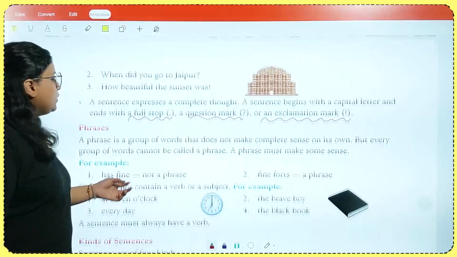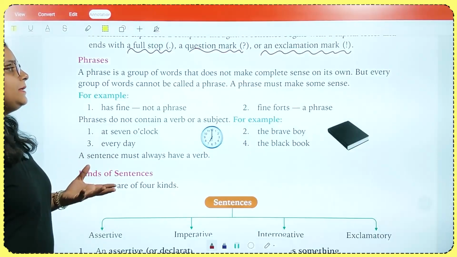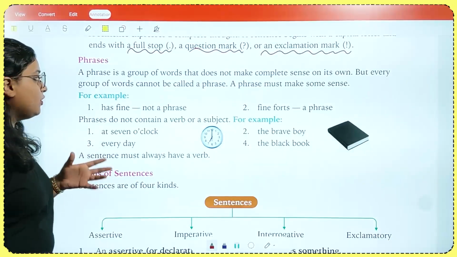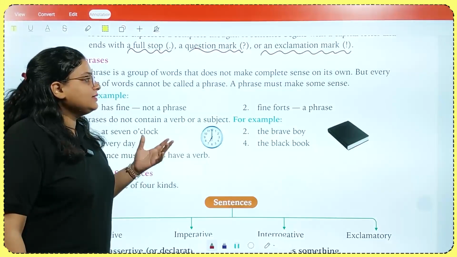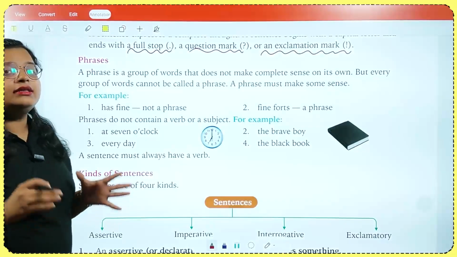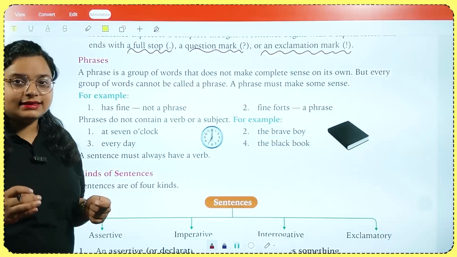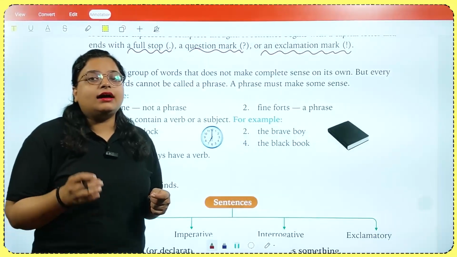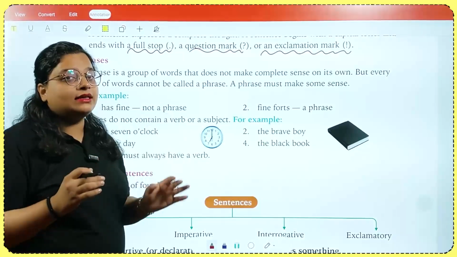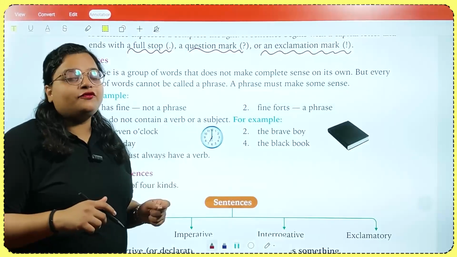ठीक है. Now, what are phrases? Phrases is a group of words that does not make complete sense on its own, but every group of words cannot be called phrases. Phrases must make some sense. Now, यहाँ पे क्या बोला गया कि जो phrases हैं वो एक group of words हैं जिनकी आपको complete sense नहीं मिल रही है, but they are giving you some sense. Okay, not complete sense but some sense. तो इसीलिए we cannot call every group of sentence a phrase. Okay.